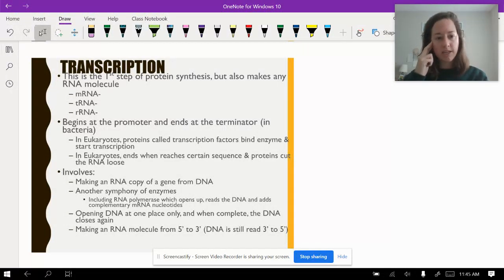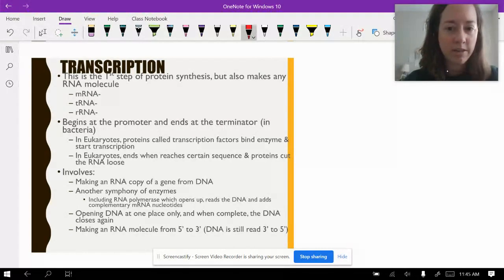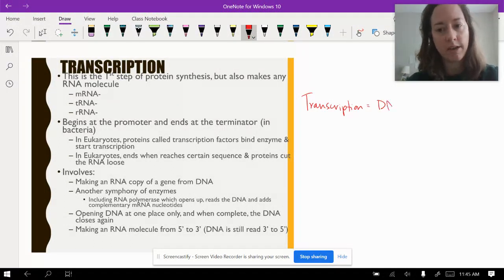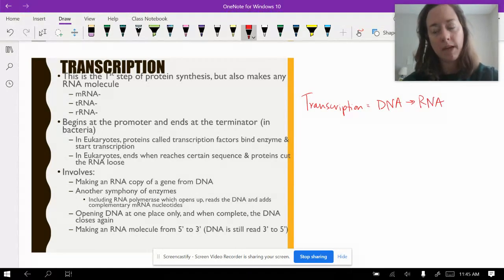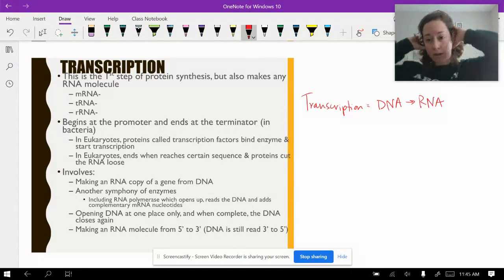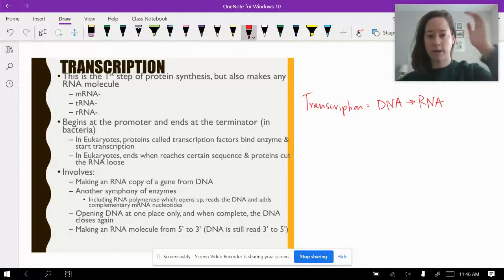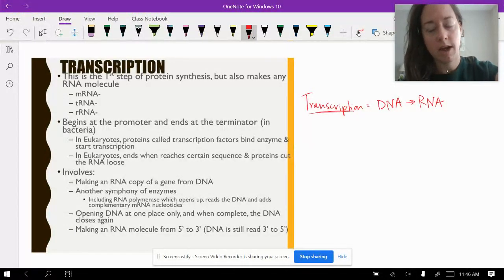Transcription is the step that takes DNA and converts it to RNA. So I'm going to put over here that transcription is DNA to RNA. And it could be any type of RNA. It could be M, could be T, it could be R. No matter what it is, it's made this way.